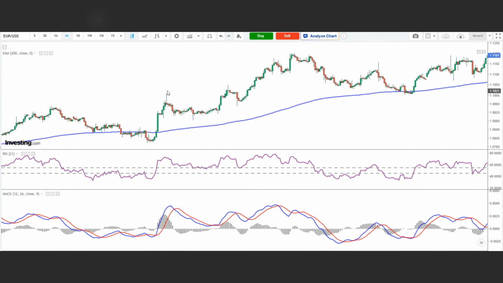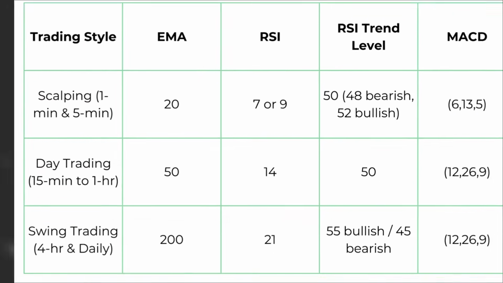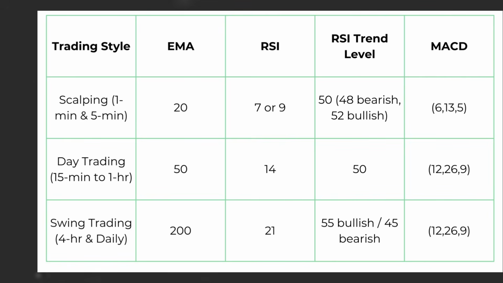Let's look at a swing trading example on the 4-hour chart. The price is above EMA 200, so the long-term trend is bullish. RSI 21 is also above 55, confirming strong bullish momentum. Now we wait for a bullish MACD 12-26-9 crossover. When that crossover happens, here we enter a buy trade. Notice how waiting for alignment between EMA, RSI, and MACD reduces false entries and keeps you trading safely with the trend.